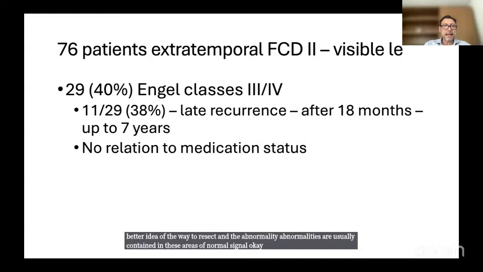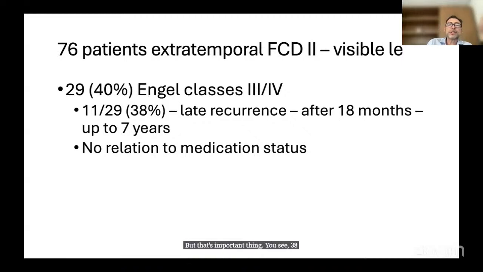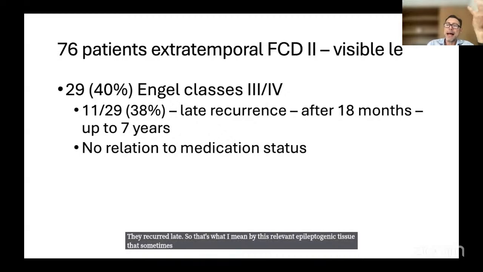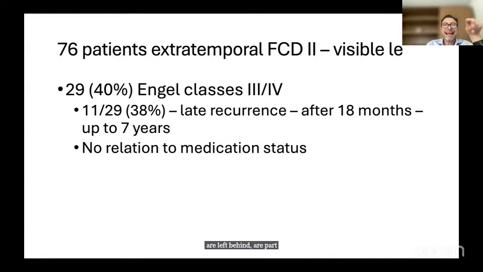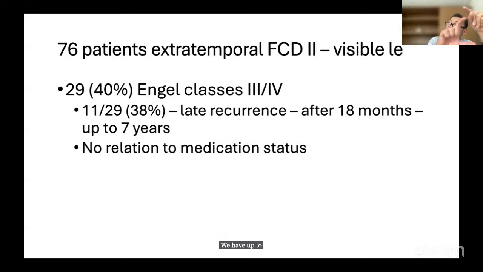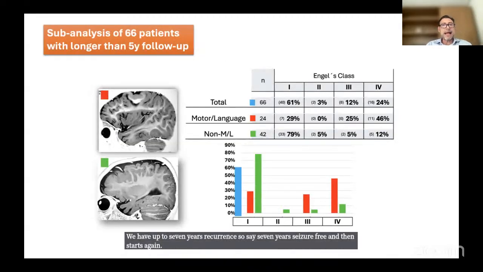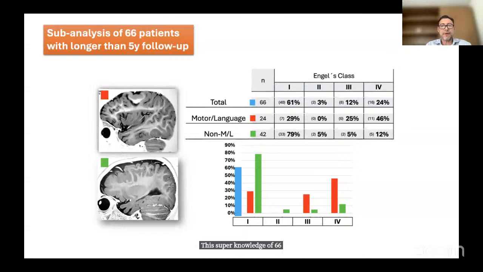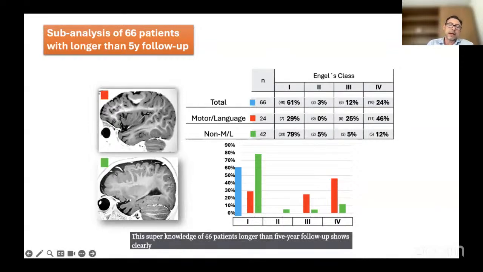But that's an important thing. You see, 38% of our patients recurred, and they recurred late. So that's what I mean by this relevant epileptogenic tissue that sometimes is left behind, part of an area that is not causing seizures at the time that you operate, but you leave some area behind that eventually will lead to recurrence, and sometimes it's a late recurrence. We have up to 7 years to recurrence, so say 7 years seizure-free, and then it starts again. This sub-analysis of 66 patients with longer than 5-year follow-up shows clearly the other obvious point, okay?